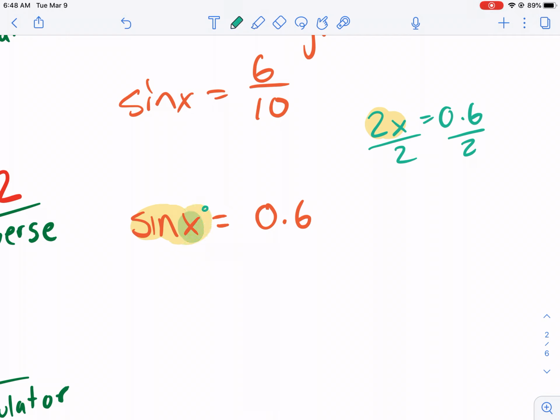How do we undo a sine? That is very clearly the inverse sine. So we inverse sine both sides of the equation. This looks confusing at first, but I promise it's not so bad. So we inverse sine both sides.